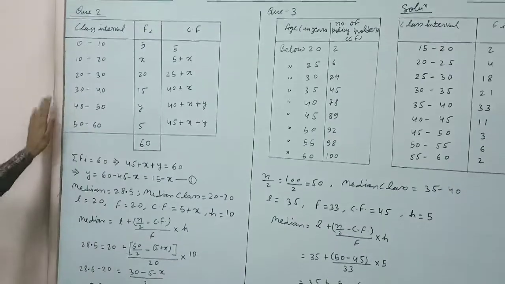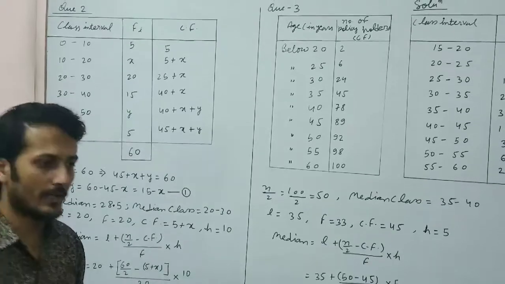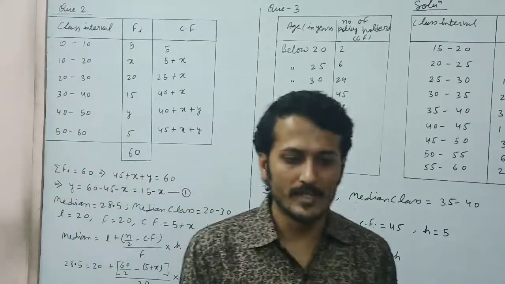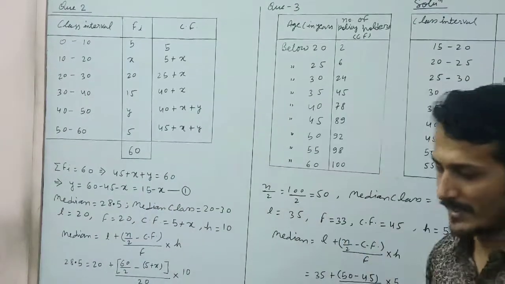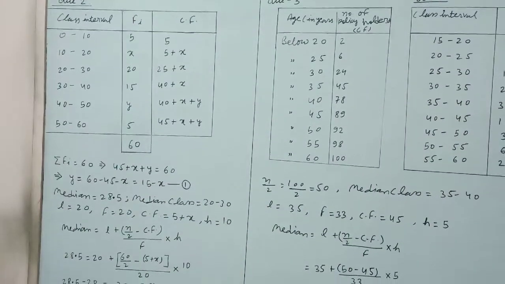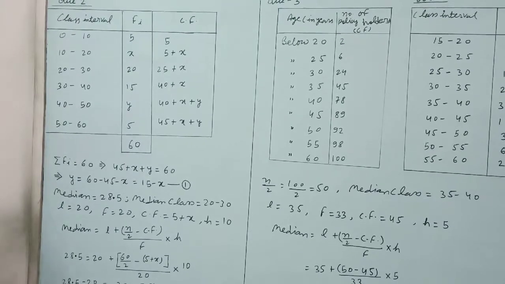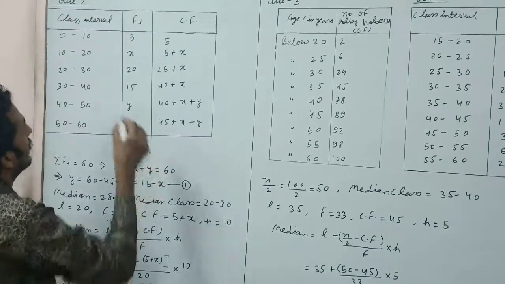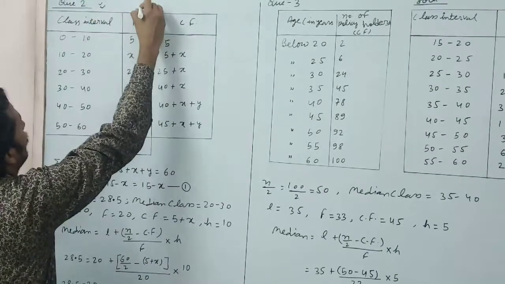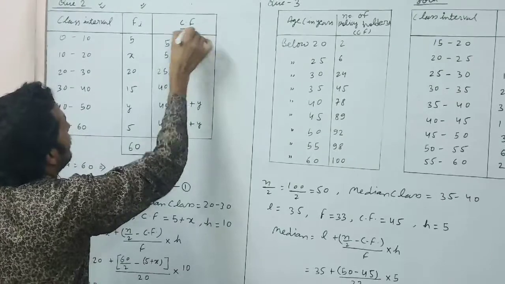In this question it is given that the median of this data is 28.5 and we need to find the missing frequencies, or the value of x and y. So what is the process to solve this question? The process will remain the same as we find the median. So first of all, what we need to find? We are given the class interval and frequencies, and now first we need to find CF.